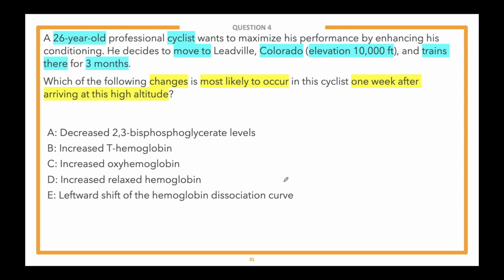Answer choice E, leftward shift of the hemoglobin dissociation curve. D, increased relaxed hemoglobin. C, increased oxyhemoglobin. B, increased T hemoglobin. And A, decreased 2,3 bisphosphoglycerate levels.